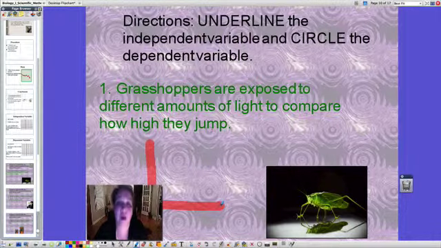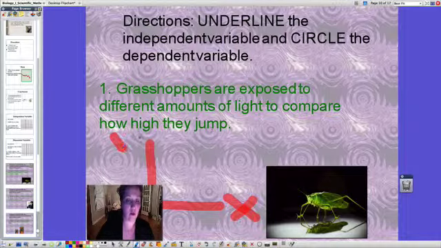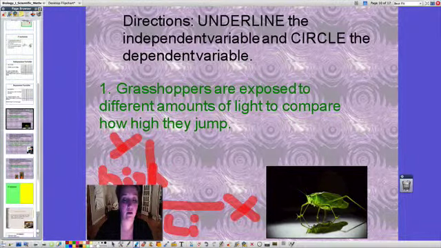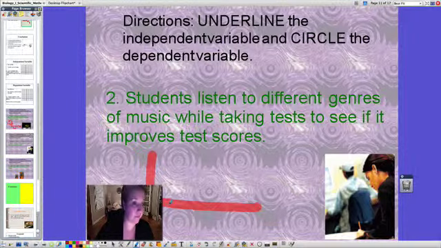For example, grasshoppers are exposed to different amounts of sunlight to compare how high. You have the y-axis and you have the x-axis. Let me go ahead and label those. X, Y. So which one's going to be on the X? What's going to be on the Y? You have the amount of light is going to be here, and how high the effect of the light is going to be on the Y.